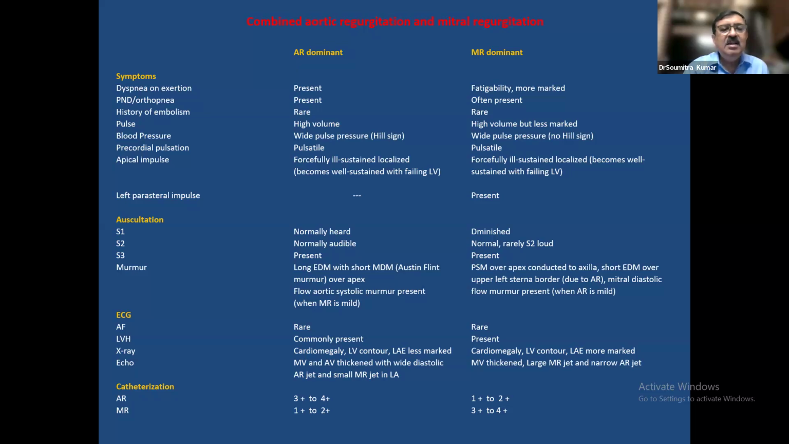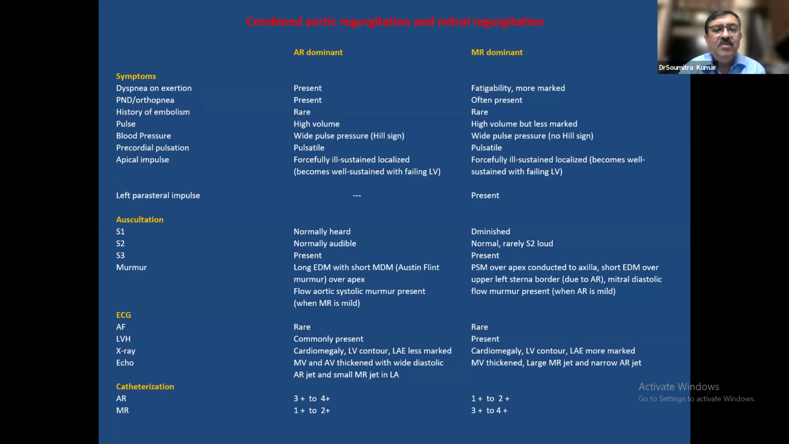Classical Hill sign, although that is a debatable thing, is there in AR dominance, but not there with MR dominance. And both precordia are pulsatile with both. We get a forceful, ill-sustained apex with both, with a lot of cardiomegaly. And with MR dominance, we get a late systolic impulse in the left parasternal edge, the left atrial rock.